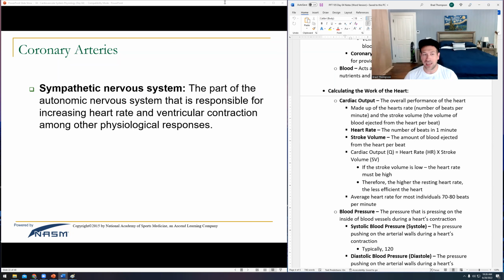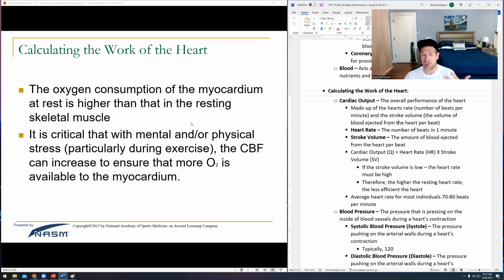So as we're looking at it, right, your sympathetic system increases your heart rate and your parasympathetic system slows your heart rate. So when you start exercising, the oxygen consumption of the myocardium, the heart muscle itself, at rest is higher than the resting of your skeletal muscle, your skeletal muscle being all of the muscle throughout the rest of your body, right? So when you are resting, your heart's actually consuming more oxygen than anything else because you're not really using any of that other skeletal muscle.